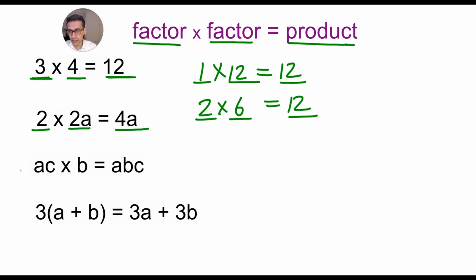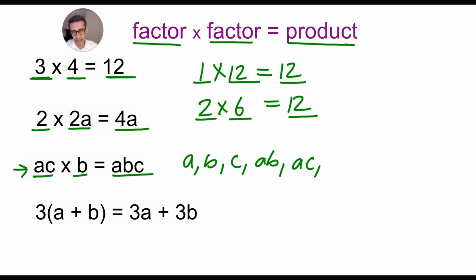So looking at example 3 here, AC times B. Well, AC is a factor, B is a factor, and it gives a product of ABC. Other factors of ABC might include A, B, C, AB, AC, and BC. Also 1 is a factor because 1 times ABC equals ABC. And then obviously ABC itself is also a factor.